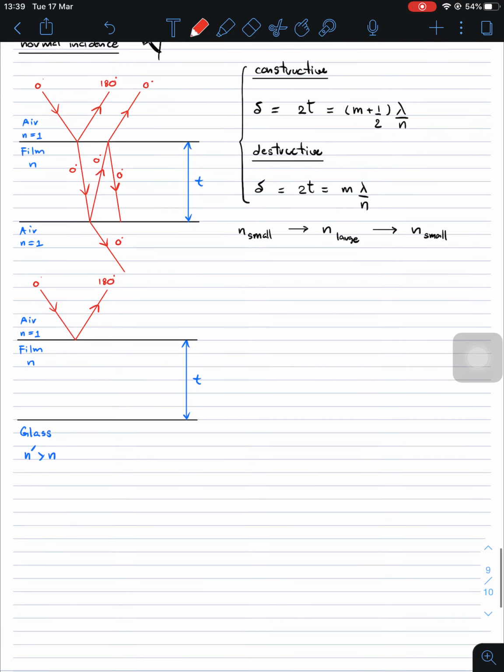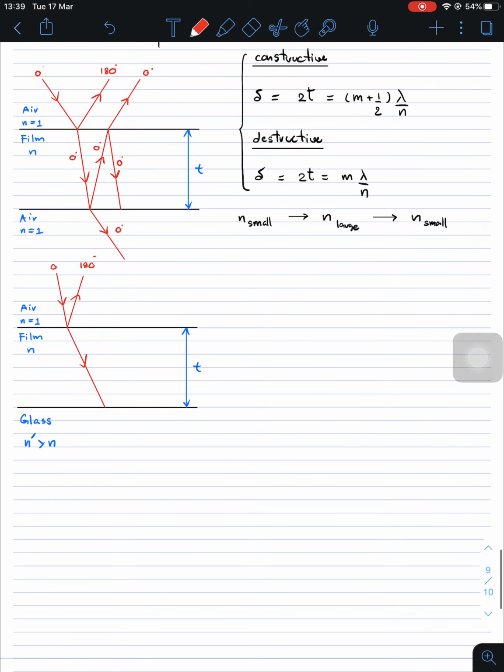We have the light going from the smaller n to the larger n. So the reflected light must bend away from the normal line. Let me change the incident one to a smaller angle. Here we have the incident light like this, and we have the reflecting light. This is 0 and 180 degrees. So the reflected light must go to something like this.